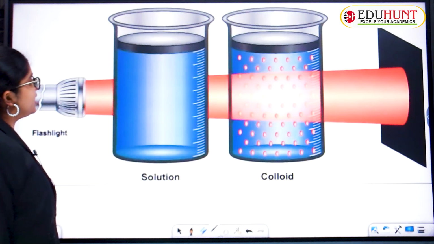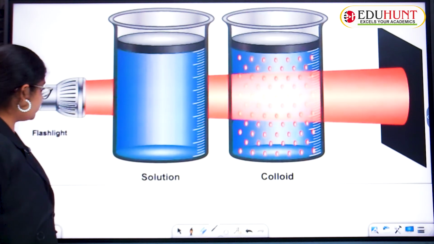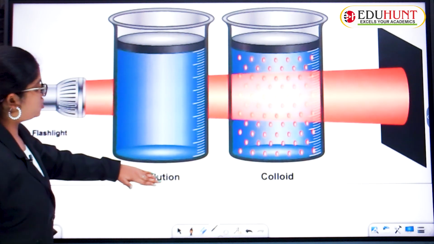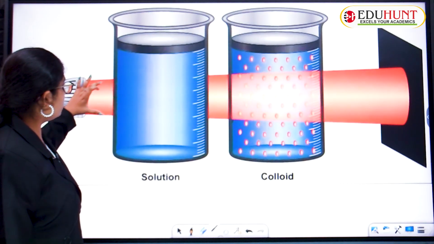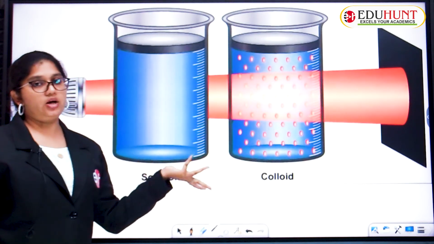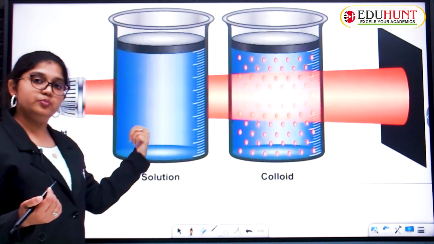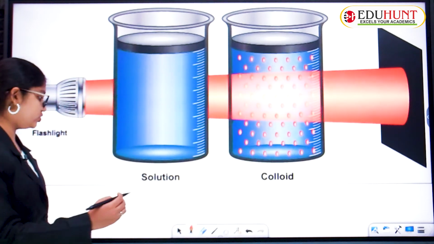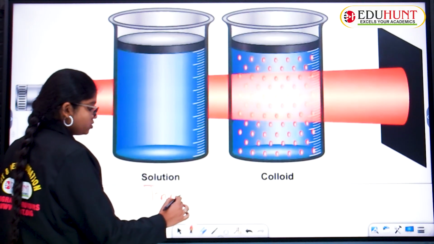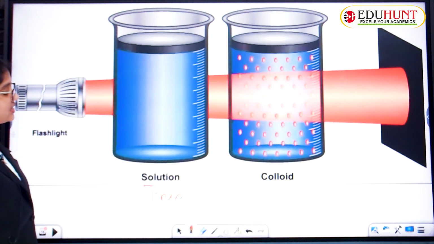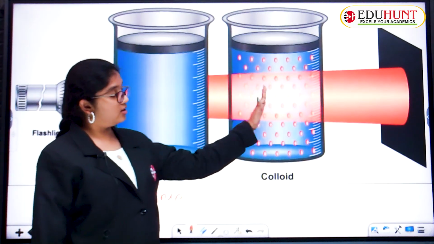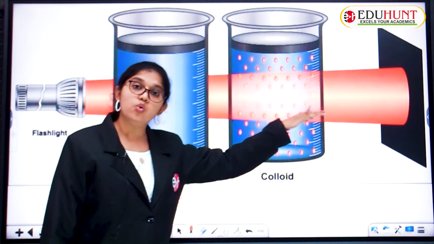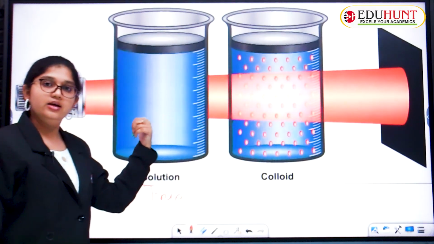Next we have here the picture of the Tyndall effect. Just see this flashlight. Suppose you switch on the torch. When the torch is on, there is a solution, and in it we cannot even see the path of the beam of light. Because, do you know what this solution is called? This is a homogeneous solution, a true solution. Whereas in the other we can see the path of light passing through the solution, the scattering of the light, and the path is becoming visible. Here you see the path visible, here the path is invisible.